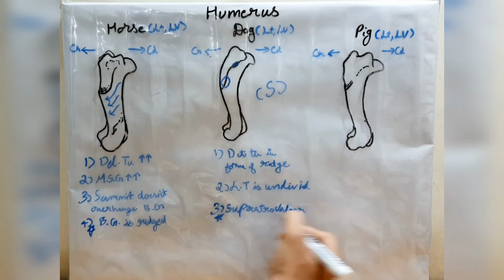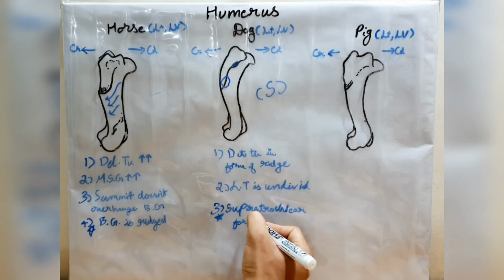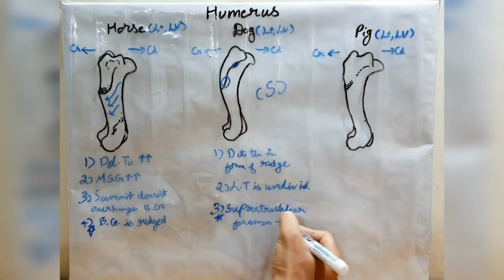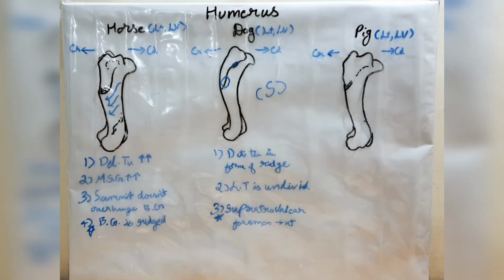Supratrochlear foramen is present in case of a dog. And what is supratrochlear foramen? It basically connects the two fossas that we see in the distal extremity of the humerus. What are those two fossas? Olecranon fossa and radial fossa. So supratrochlear foramen connects the olecranon fossa to the radial fossa.